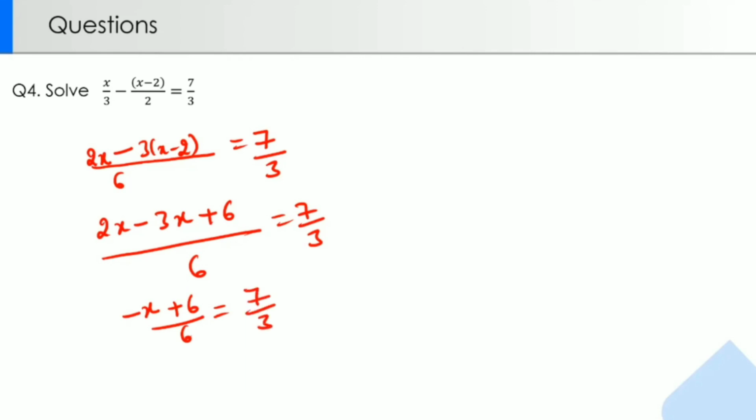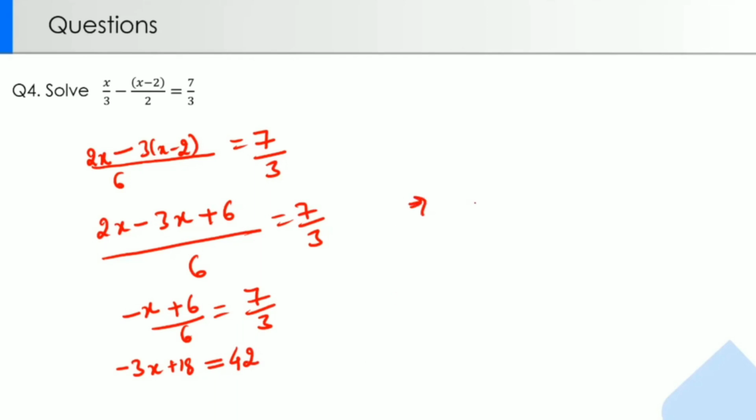Now you can cross multiply them. So you can write it like this: minus 3x plus 18. Just take care. If you're multiplying this 3 here in the numerator, both the terms of the numerator will get multiplied by this 3. So 3 into minus x will give you minus 3x, plus 6 into 3 will give you 18. This is equal to 6 cross multiplied here. So 7 into 6 will give you 42. So I'm writing it here now.